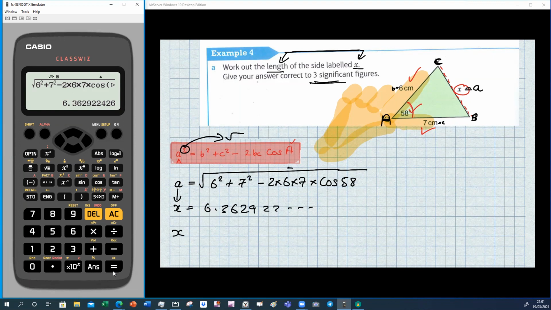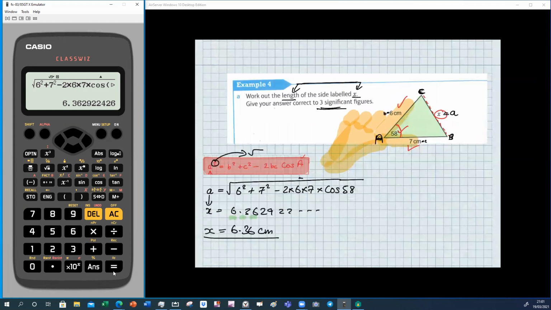So it's going to be the same 6.36. 6.36, yeah? So it doesn't change. Okay, x equals 3.63 centimeters. Lovely. Fantastic.